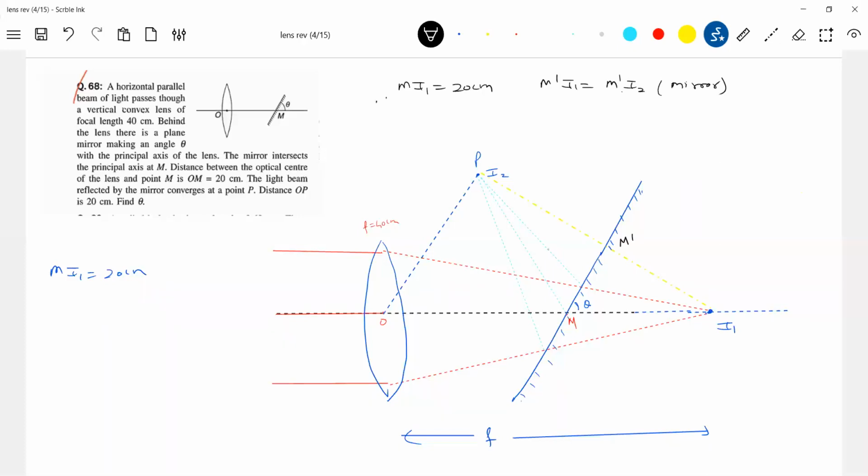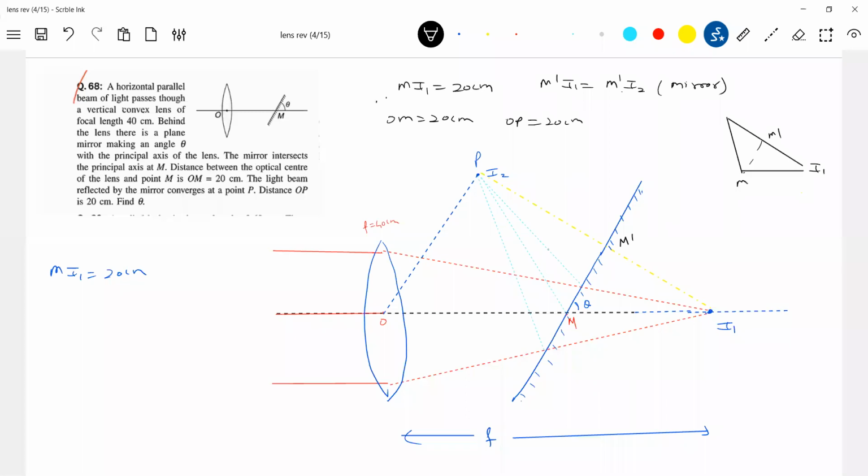And OM is 20 centimeter. Then OP is also 20 centimeter. What do you say about MP? Must be 20, or it can be anything. So we get a similar triangle. If you find it very difficult, at least break up the triangle and work it out.